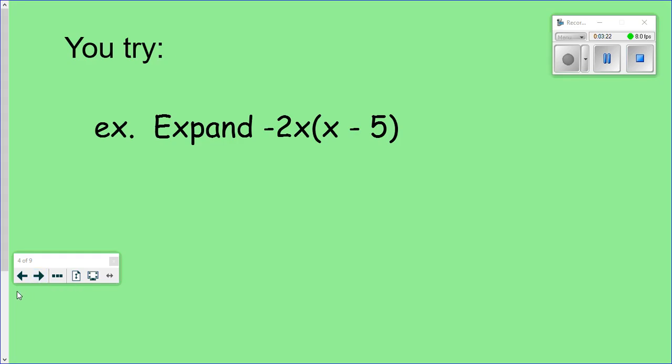So you give it a shot. See if you can remember how to expand. Now, all I'm expecting out of you is negative 2x squared plus 10x. So once again, you don't have to show me that thinking step. You have to do it, but you do have to do it properly. Negative 2 times 1 is negative 2. X times x is x squared. Negative 2 times negative 5 is positive 10. And then you don't lose the x. All right.